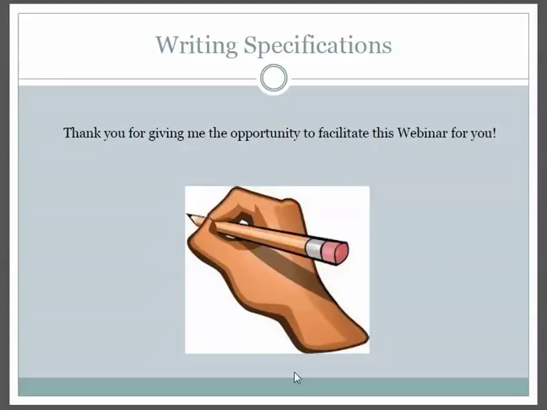So that's it in a nutshell. That just gives you a brief overview about writing specifications.